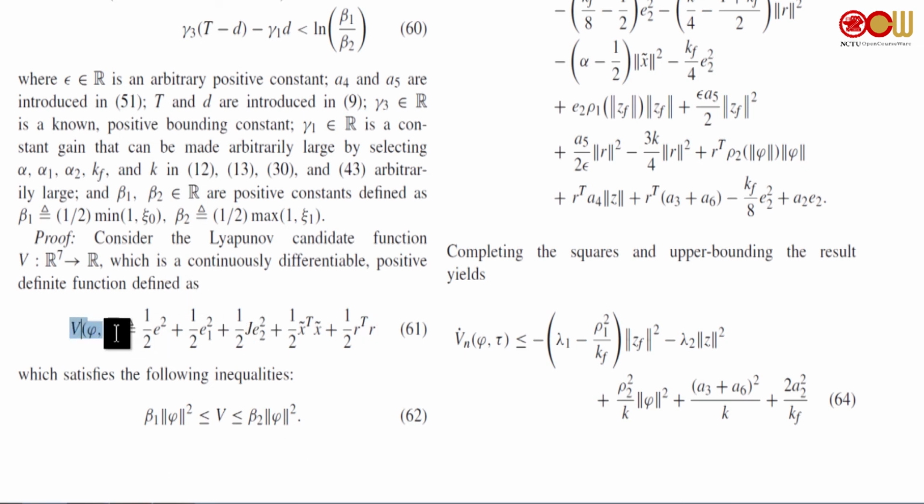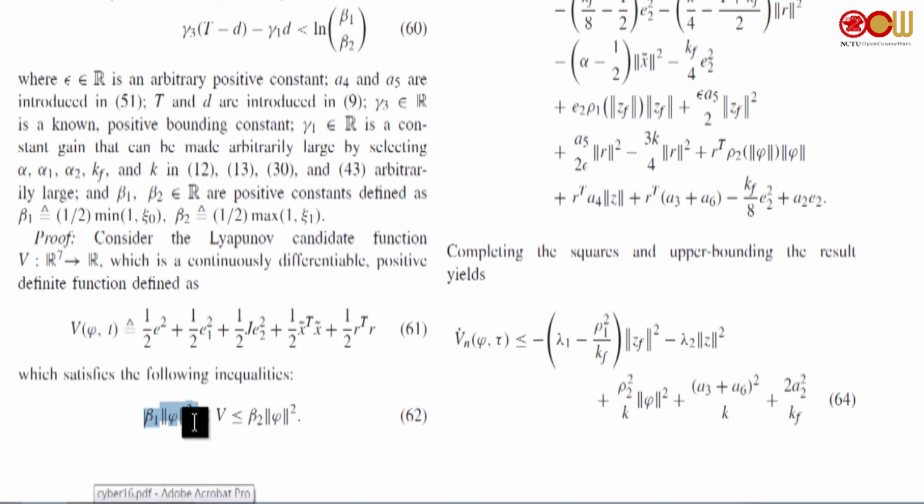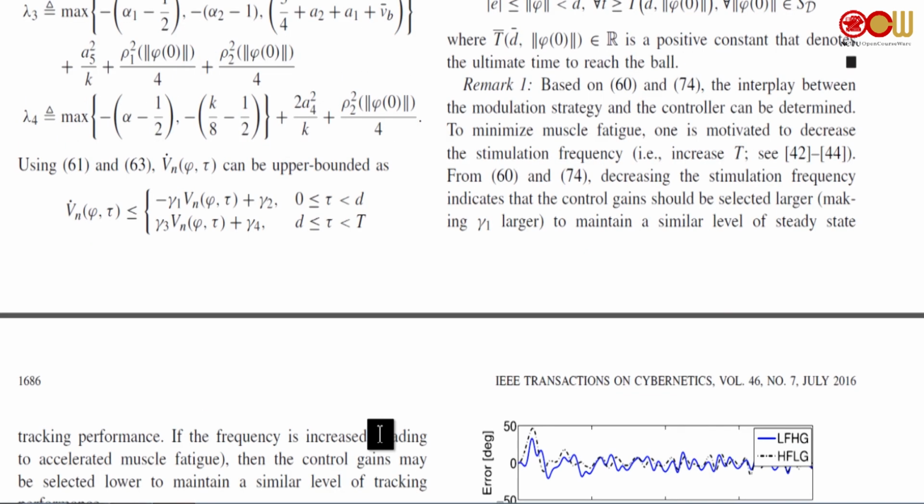Based on this Lyapunov function, we find the lower and upper bound: beta 1 phi squared and beta 2 phi squared. And phi is this argument. So this lower bound doesn't depend on time, and our upper bound also doesn't depend on time. In this case, it is uniformly stable.